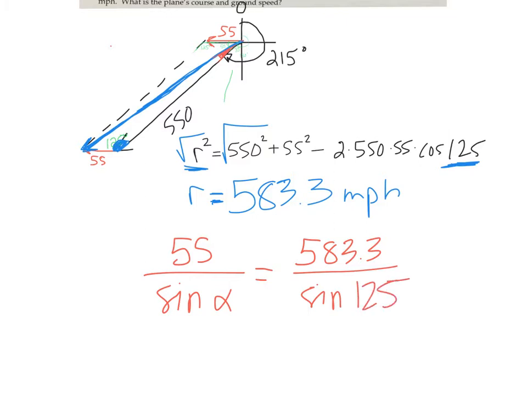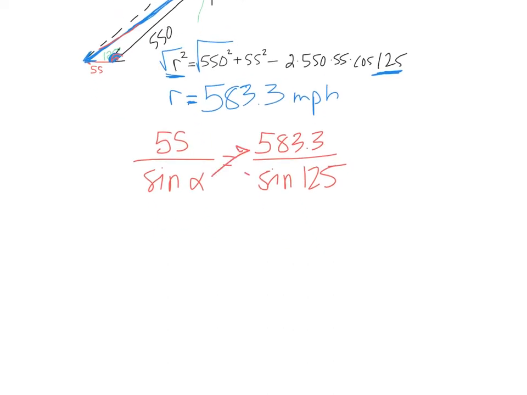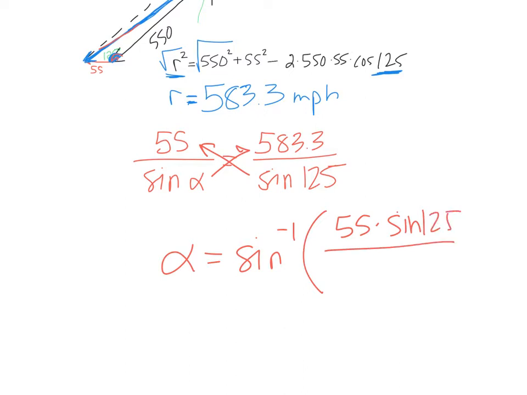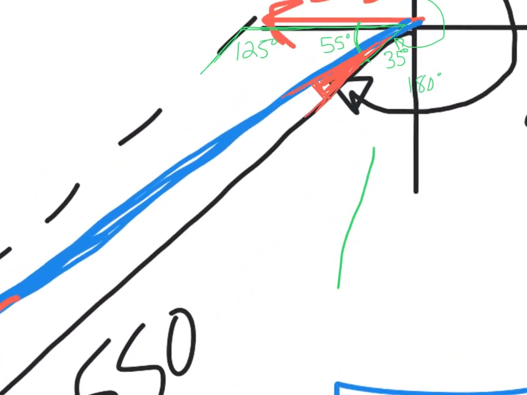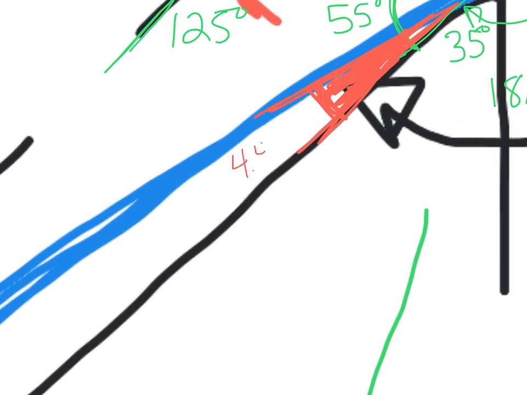So you always have to use the side and the angle opposite. So because I know this now is 583, I know this angle, I can figure out this other one. So cross multiplying means my angle is going to be the inverse sine of 55 times the sine of 125 divided by 583.3, and that gives me 4.4 degrees. And like I said before, that's just this little red angle right here. So this red angle is 4.4 degrees.